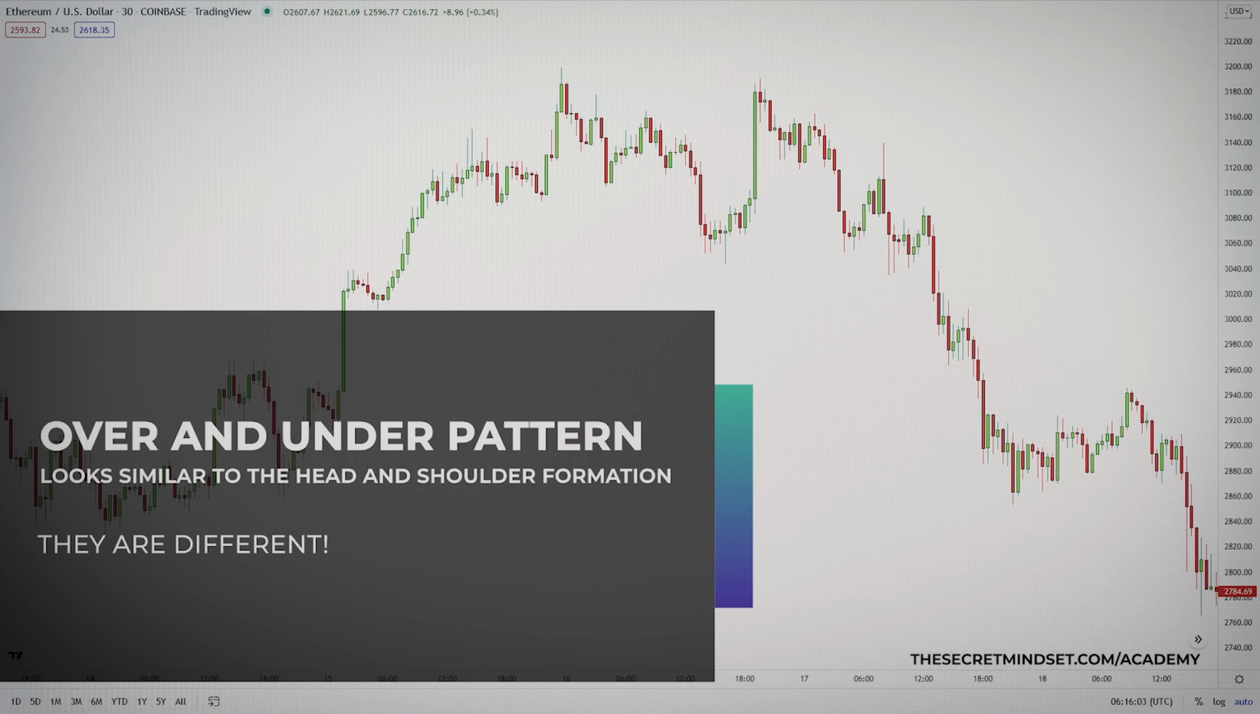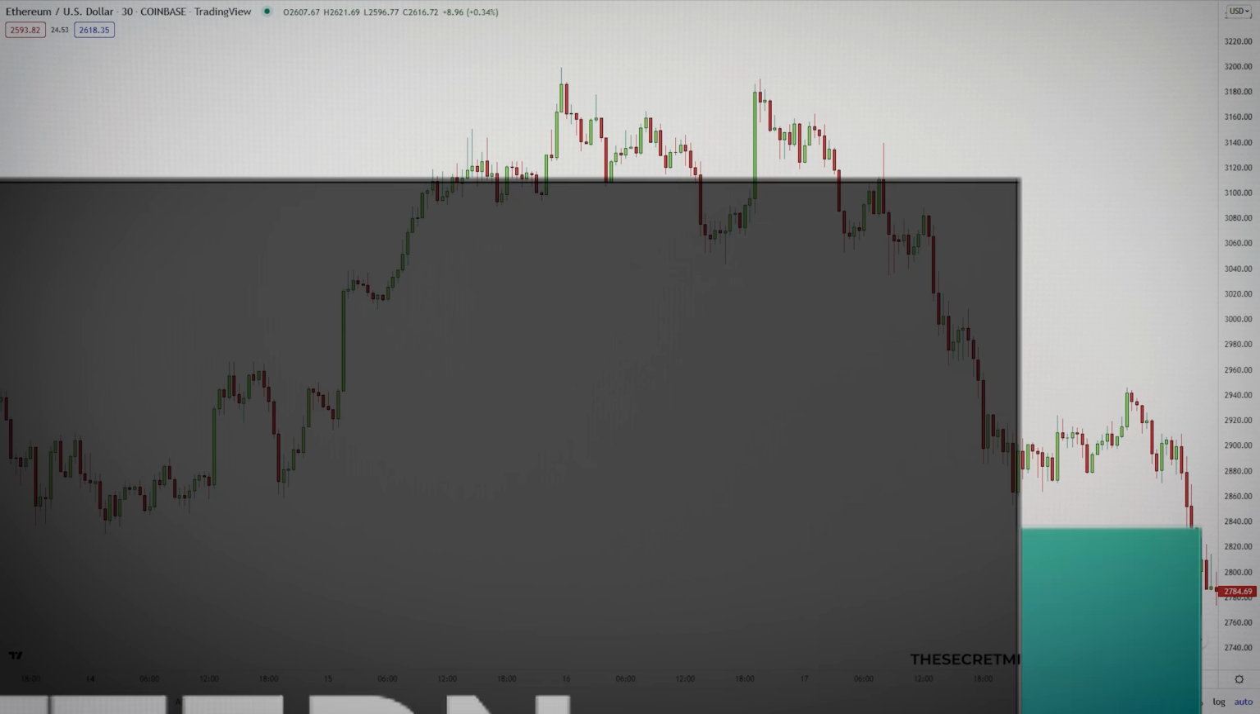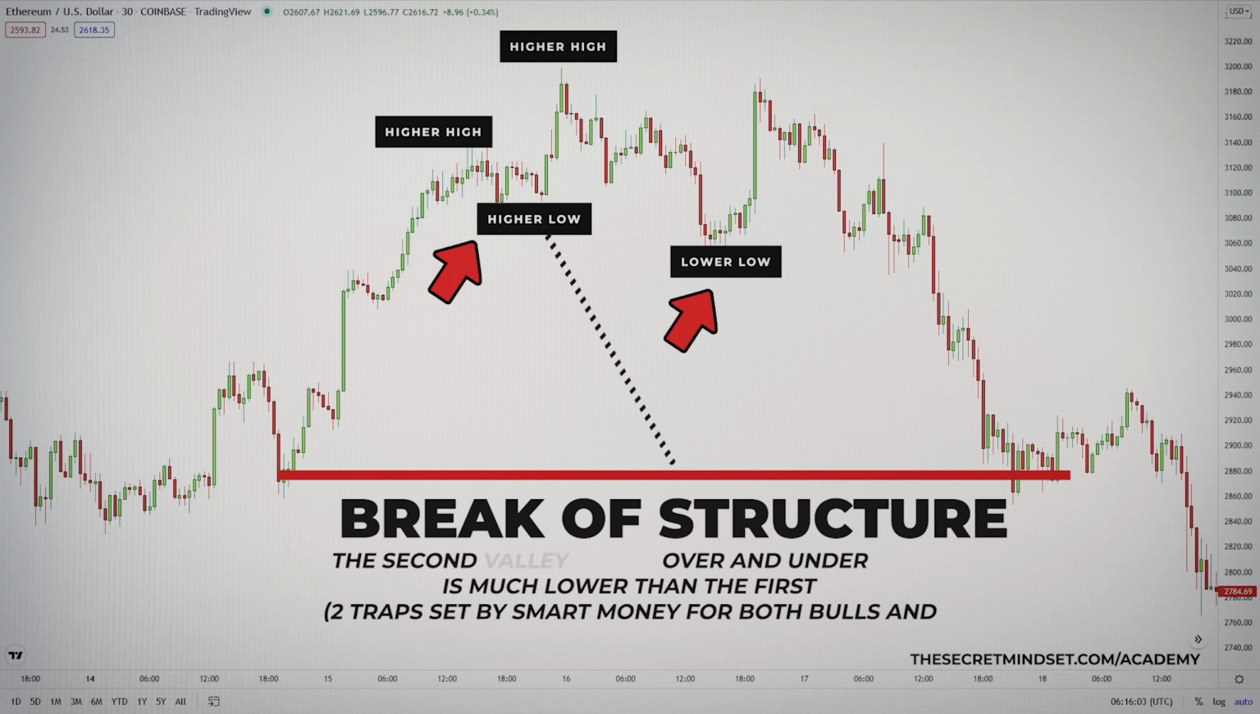Now, you might be inclined to believe that this break of structure pattern looks similar to the head and shoulders pattern. The main difference between the over and under pattern and the head and shoulders pattern is the second valley of the over and under formation, which is much lower than the first valley. And this is a more common pattern than the classic head and shoulders because it involves two traps set by the smart money for both sides.